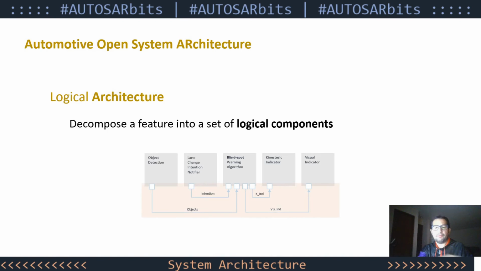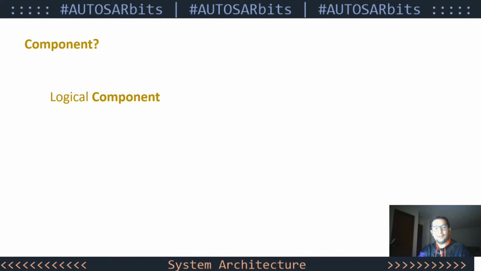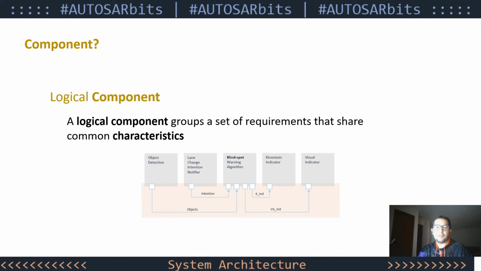The logical architecture, we talked about that in the previous session just a bit. The objective here is to decompose a feature into a set of logical components. But then the question is, what the heck is a component? A logical component groups a set of requirements that share common characteristics. We talked about this a little bit. Common characteristics such as ASIL level, security, real-time requirements, or whether they are related somehow from a functional perspective. Those are the characteristics that we're talking about here.